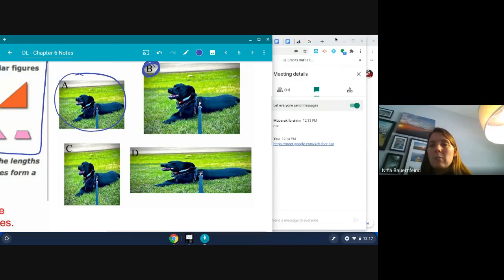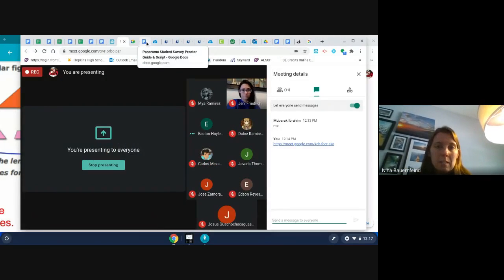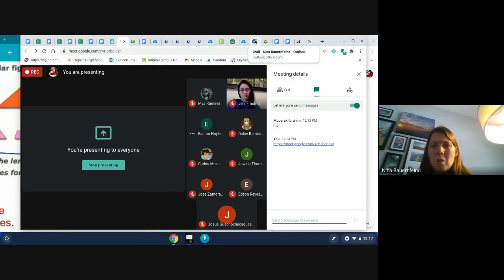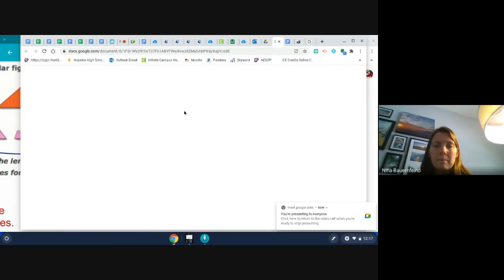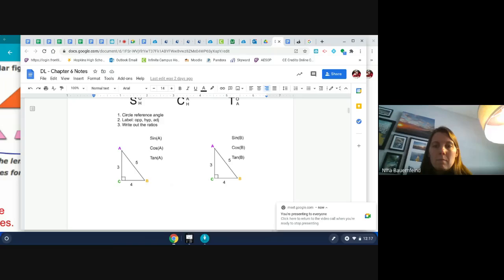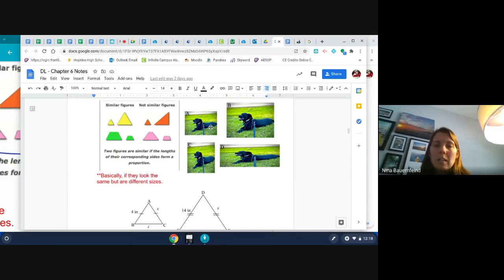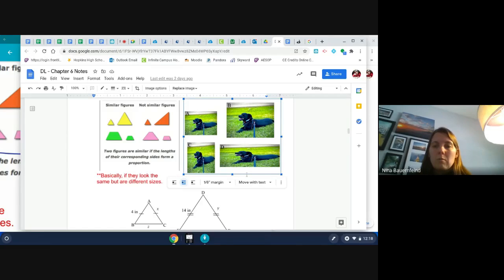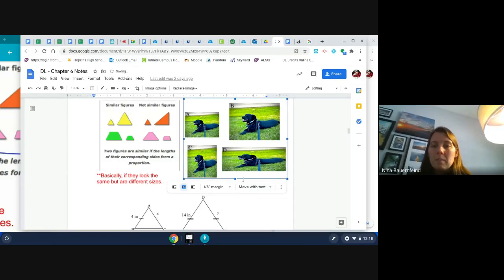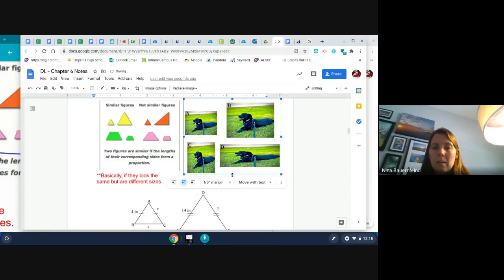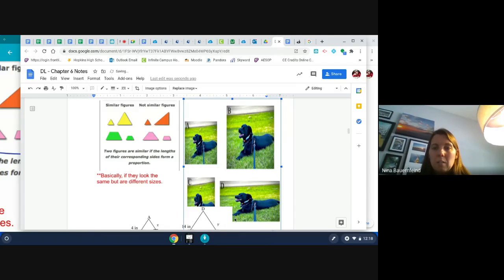If I go to my original notes, here's what I did. And you guys will know what I'm talking about. One second. Thanks for being patient. You know when you take an image and you drag this corner, it keeps it the same. But if you grab it on this corner, it makes it look weird.